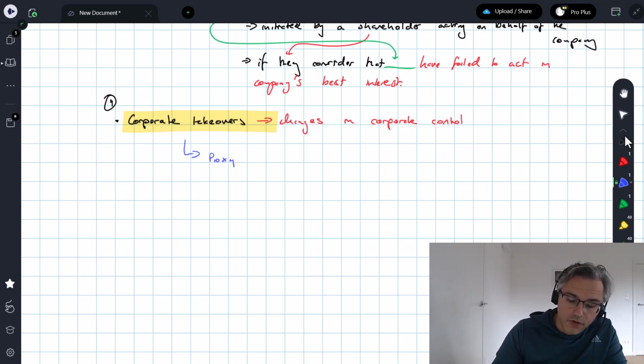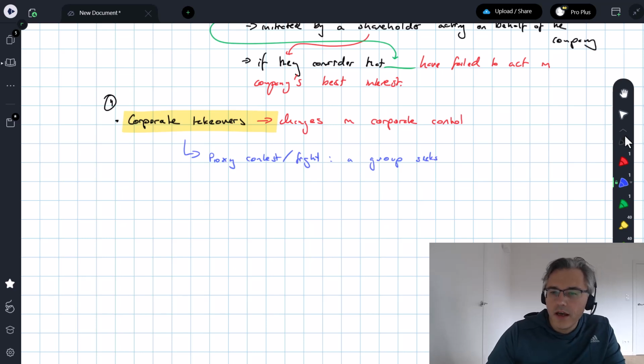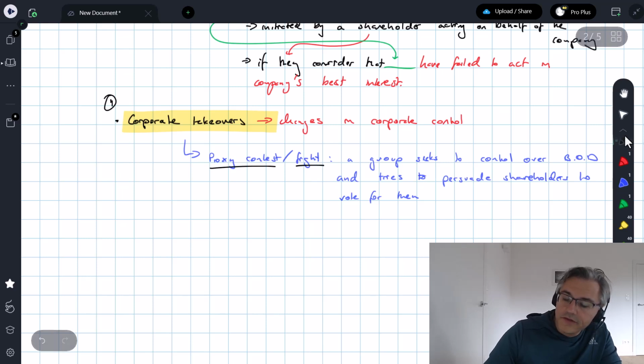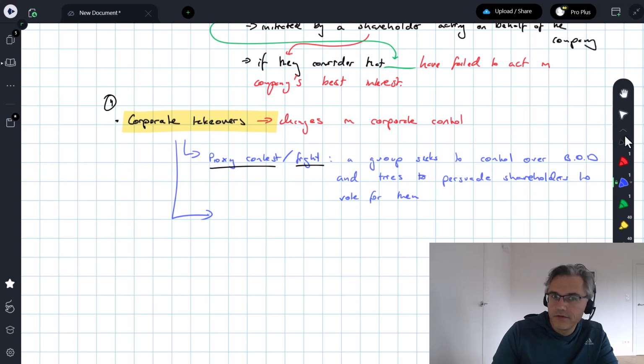First of all, a proxy contest or a proxy fight. This is where a group of shareholders seeks to take over, assume control over the board of directors, and that group tries to persuade the shareholders of the business to vote for them or their candidates. So this is a proxy contest, a proxy fight, where these groups form and try to sway the others.